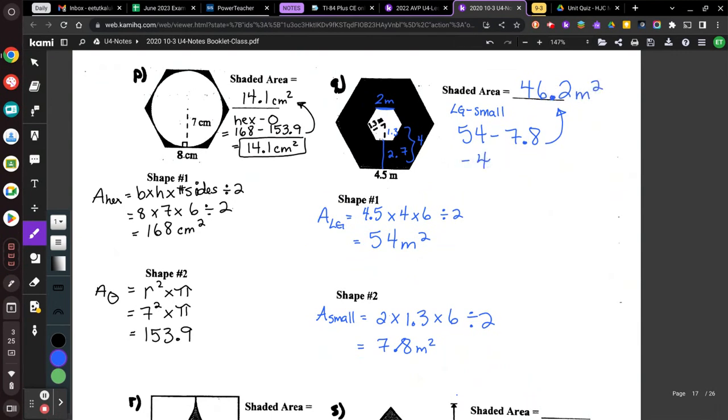Okay, so check your work. Make sure you've got all your units. Okay, we're going to move down to the bottom 2 shapes on this page.